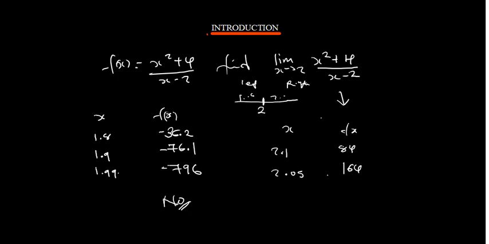If it is not trying to approach a certain fixed number, then we say the limit does not exist. So even by solving, you can't say the limit exists. As you can see, it doesn't try to approach a certain fixed number. So the limit in this case does not exist. So that's how it is.